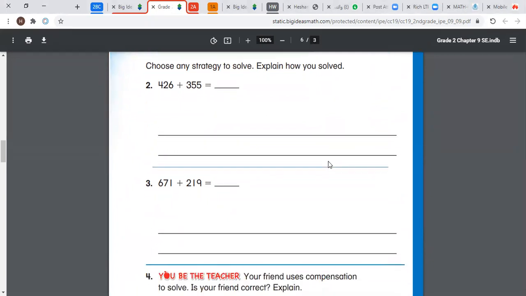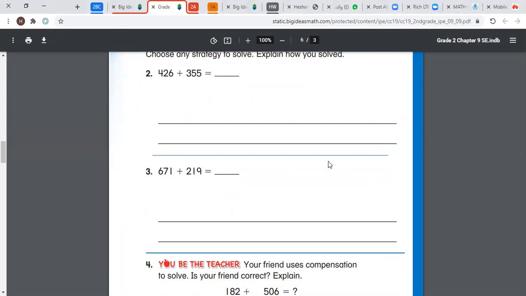Okay, let's answer this question by a place value strategy. So let's write here 426 plus 355. Now who can answer the question?